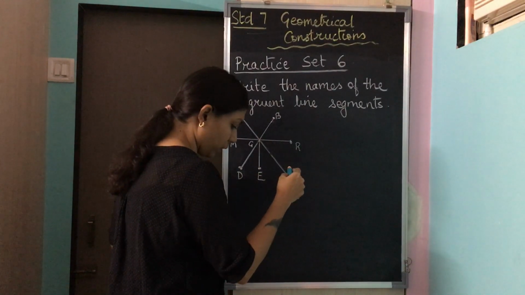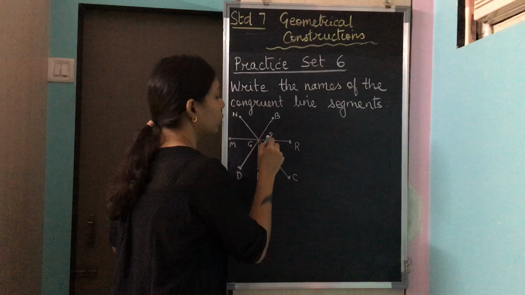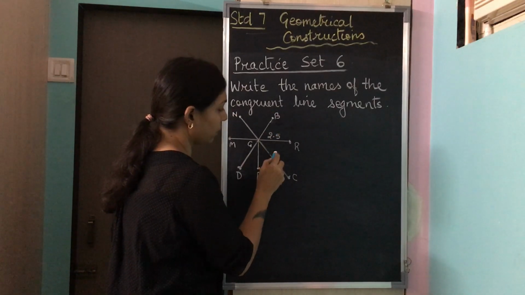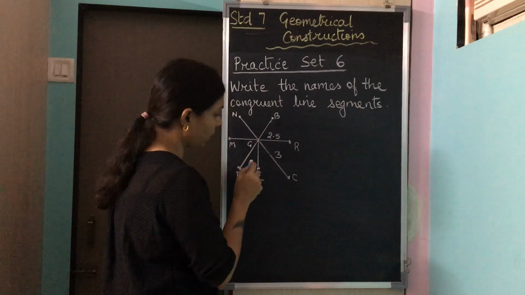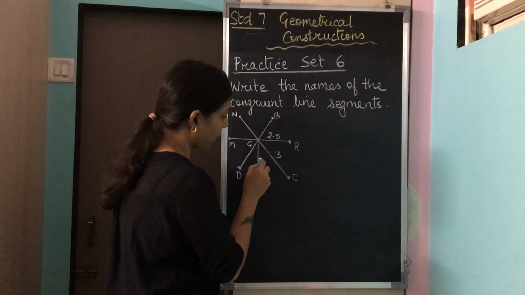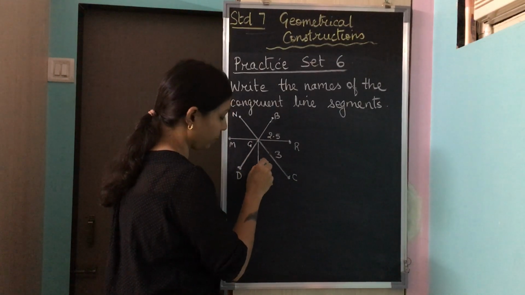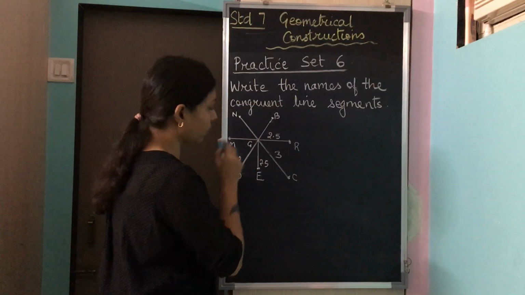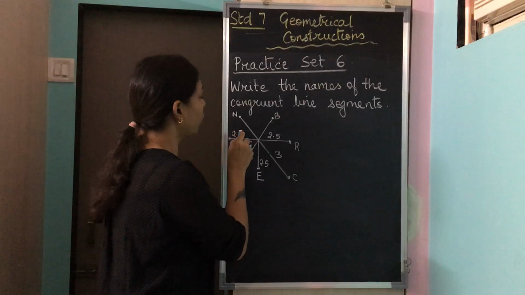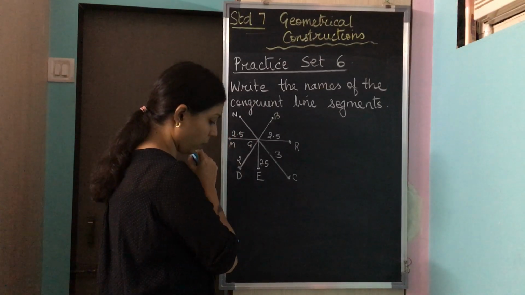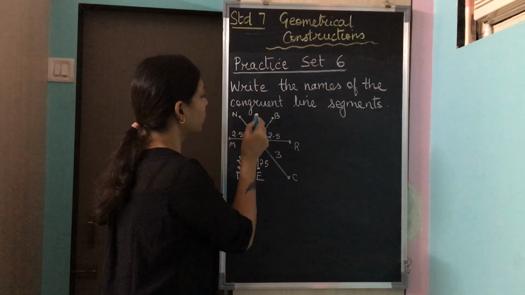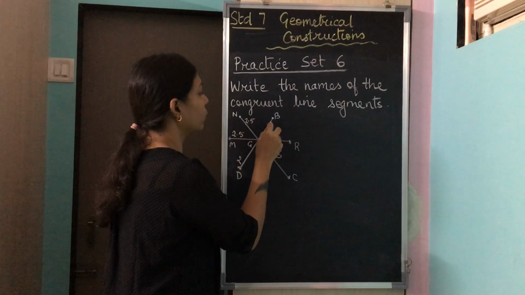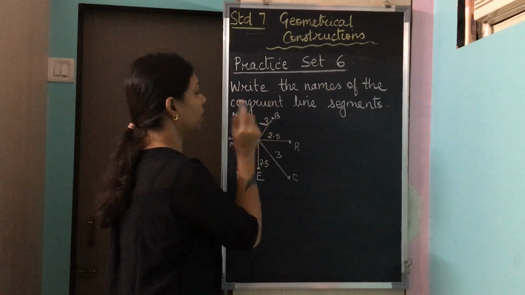So this over here is 2.5 centimeters, then over here this is 3 centimeters, this over here is again 2.5, then over here this is 2 centimeters, this is 2.5 centimeters, and this is also 2.5, and this line over here is 3 centimeters.